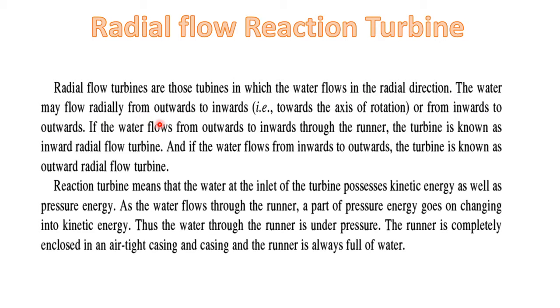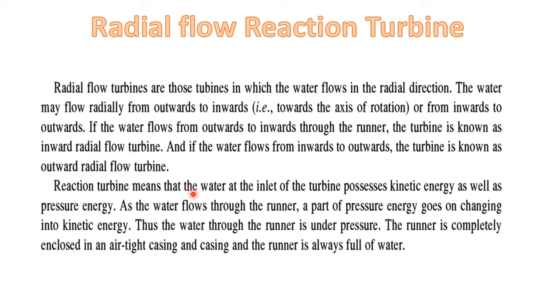The water may flow radially from outward to inward or from inward to outwards. If the water flows from outward to inward through the runner, the turbine is known as inward radial flow turbine. And if the water flows from inward to outwards, the turbine is known as outward radial flow turbine.